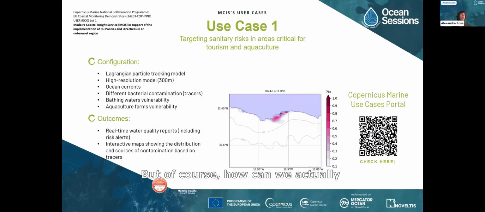But of course, how can we actually provide services to the regional community with a lot of information and different kinds of datasets? So the idea is to do it through two use cases. The first use case is focused on targeting sanitary risks in areas critical for tourism and aquaculture.